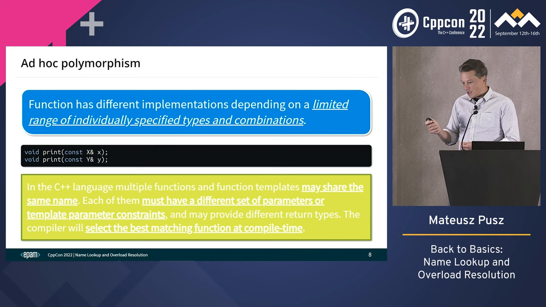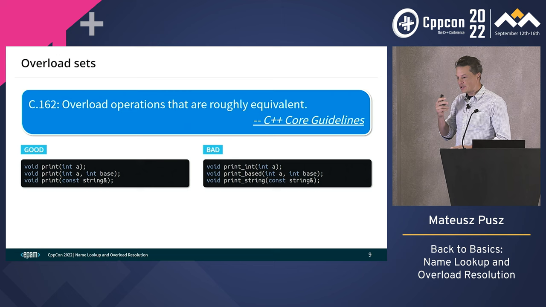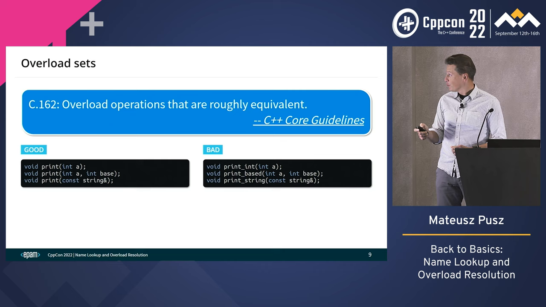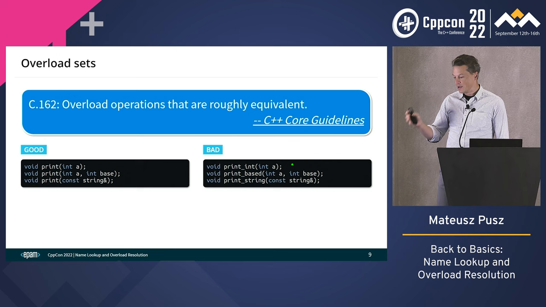And the compiler will select the best matching one during compile time, if possible, of course. Core guidelines rule number 162 says to overload operations that are roughly equivalent. So we should overload things that basically do the same or similar stuff, right? In case print is a good example, if you had something like print int, print base, print string, it will be much harder to work with. And this is what other languages have to deal with.